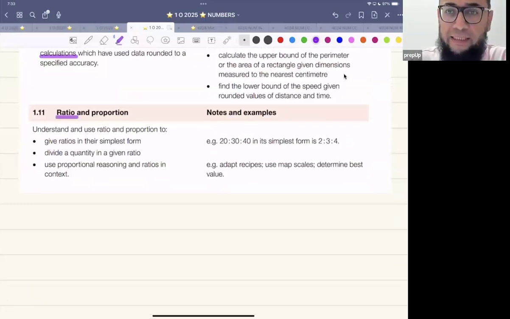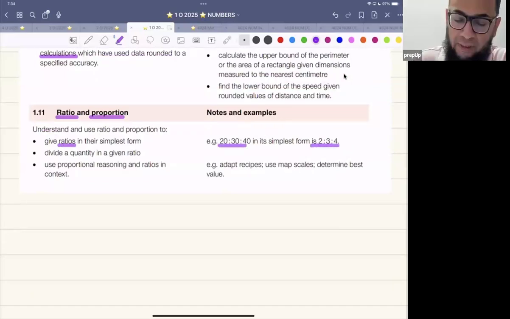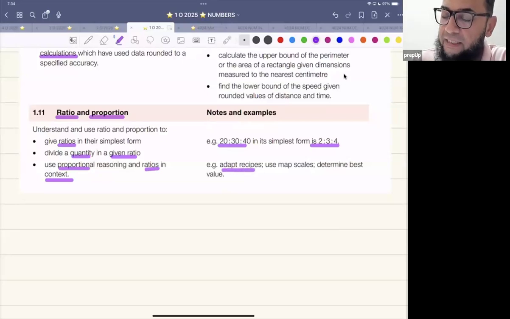So now this is ratio and proportion. Understand and use ratio and proportion to give ratios in the simplest form, something like this. Divide a quantity in a given ratio. Use proportional reasoning and ratios in context. Adapt recipes, use map scales, determine best value. We will see all these questions.